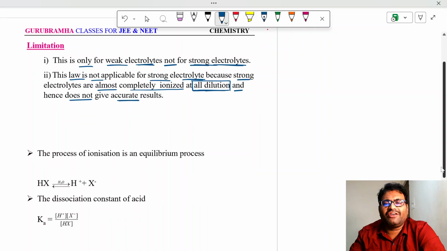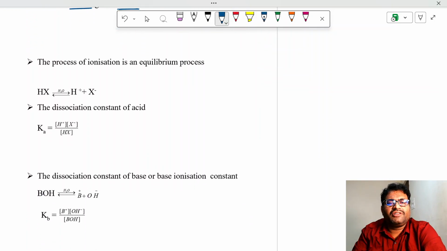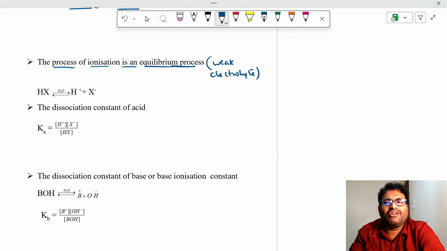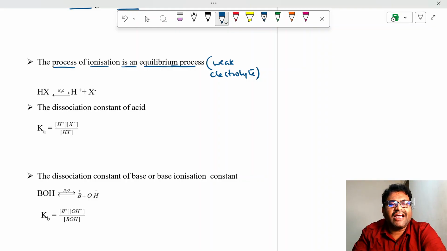So for a weak electrolyte, the process of ionization is an equilibrium process. This is for weak electrolytes, that means a weak acid or a weak base. Let us see acid, which is a weak acid. In the case of a weak acid, as we have already seen, we cannot write a single arrow. We write both a forward arrow and a backward arrow. This represents that it is weak.